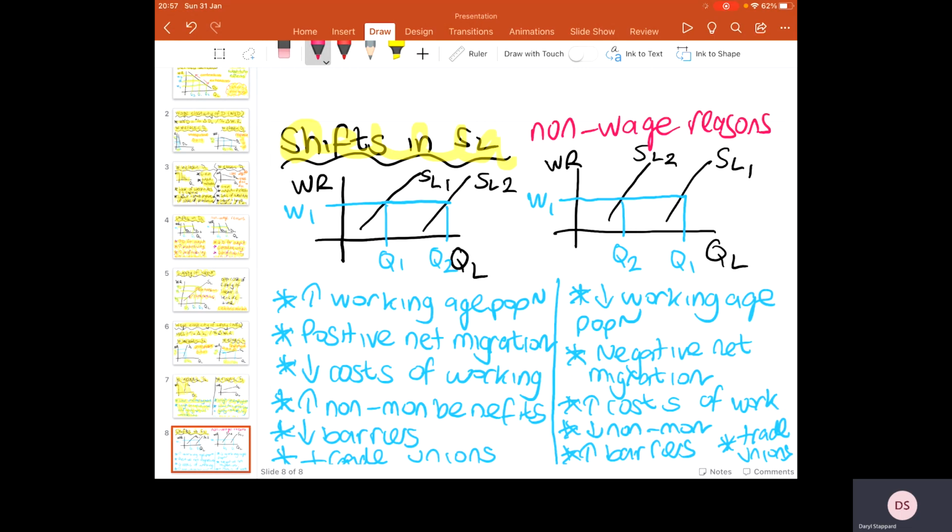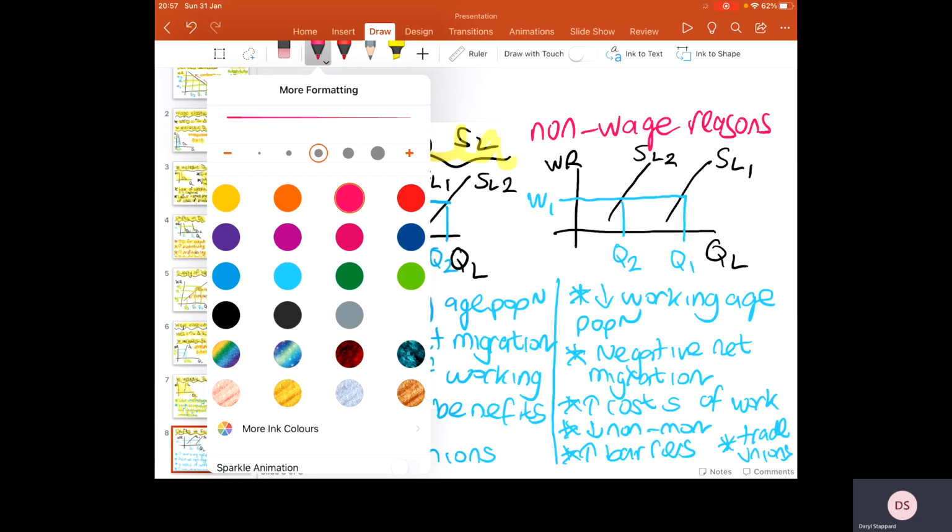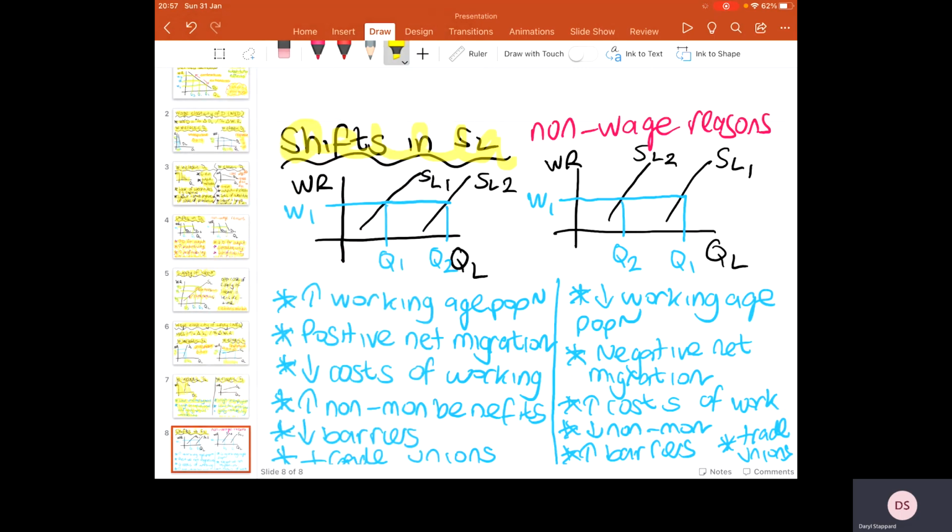What we're looking at now, and I'll show you this through the first diagram, is this. In this first diagram, when wage rates are held constant at W1, we've now got Q2 people willing and able to supply their labour, when previously it was only Q1. In the right-hand side diagram, again, we've held the wage rate constant, but this time we've got fewer people willing and able to supply their labour. So with the same wage rate, fewer people are now willing and able to work in the economy.